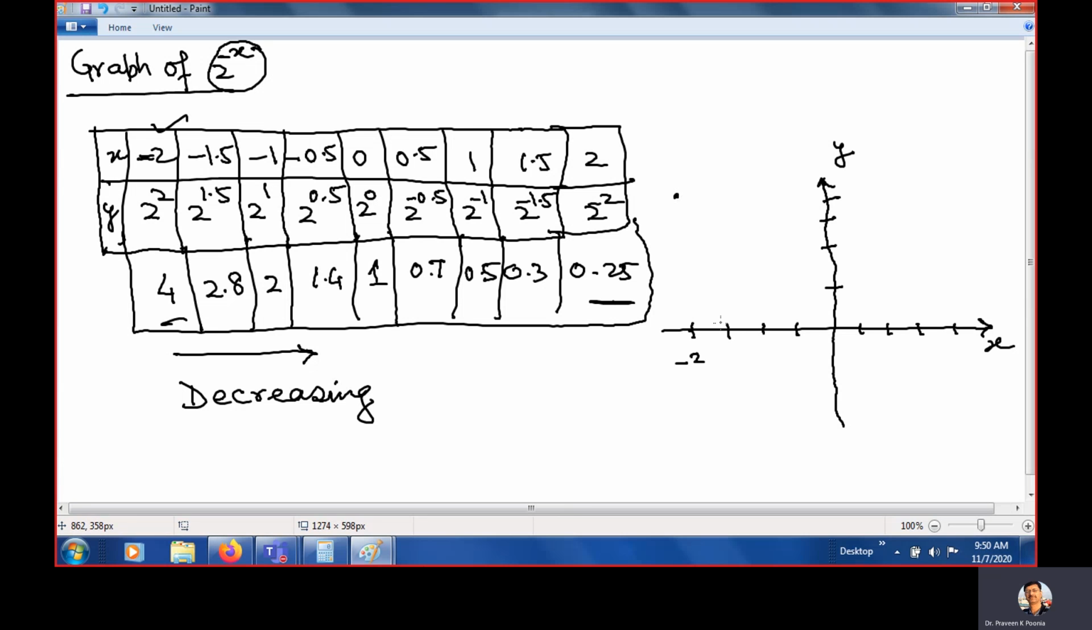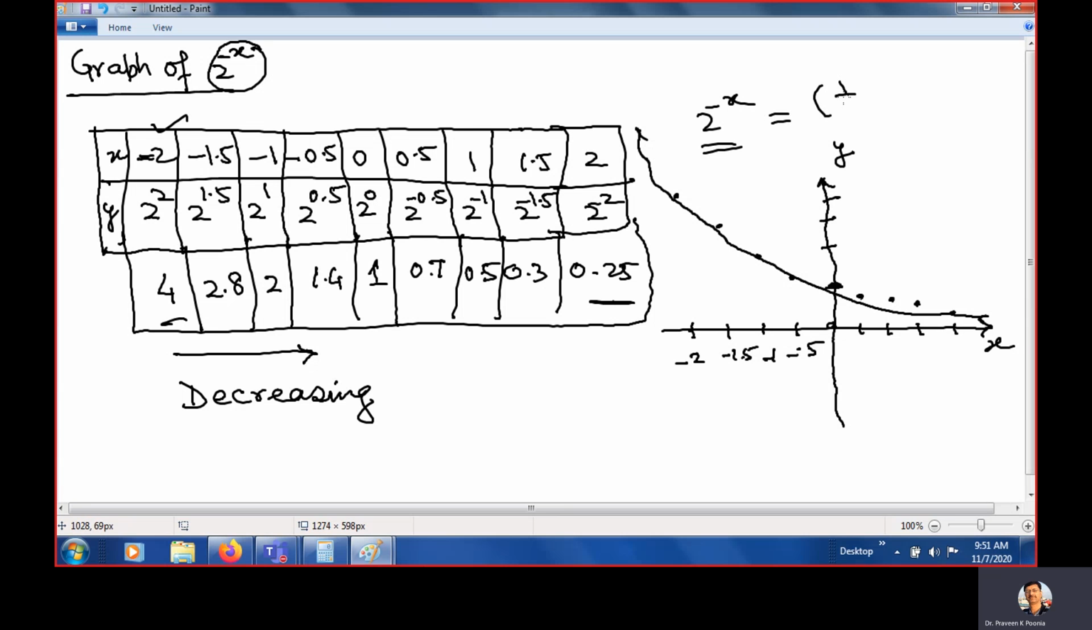So it is here. Then minus 1.5, the value is 2.8 here. Then minus 1, the value is 2 here. Then minus 0.5, the value is 1.4 here. And at 0, the value is here. Clear? Here, here, here and here. So you will see the graph of the function is decreasing, decreasing, decreasing like this one. Clear? So this is the graph of 2^(-x).